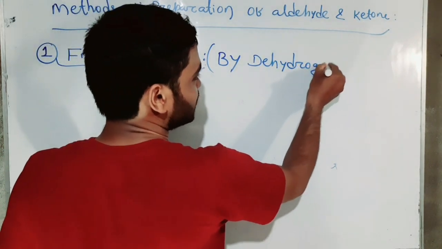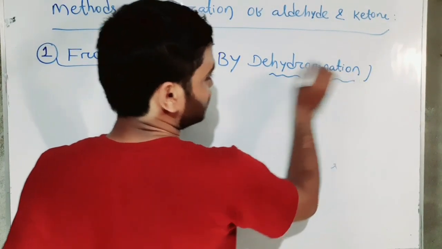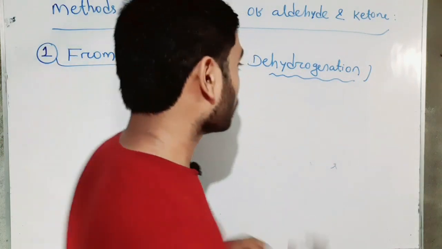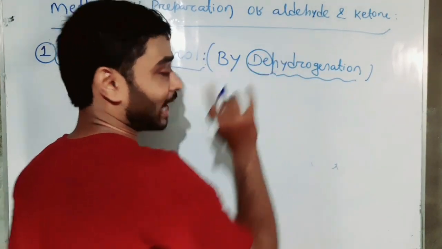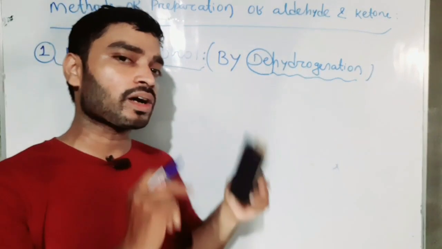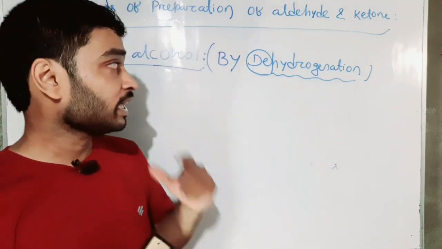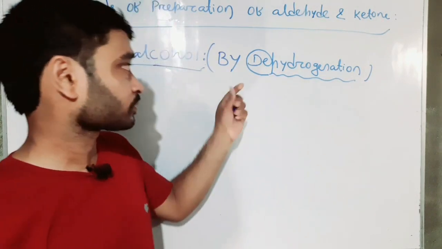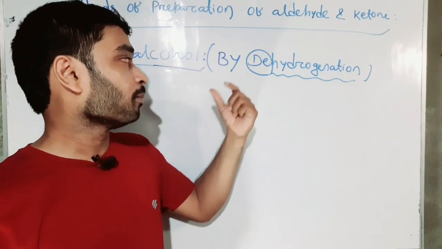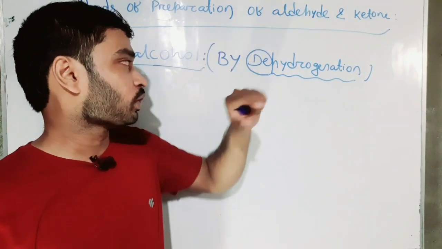Dehydrogenation: the term hydrogenation expresses the addition of hydrogen, and D means removal. So D means removal, meaning one hydrogen molecule will get removed from the alcohol. That means it could be a primary alcohol, a secondary alcohol, or a tertiary alcohol. In this case, what will happen? During dehydrogenation, the hydrogen molecule will be removed from the alcohols to form the aldehyde or ketone.